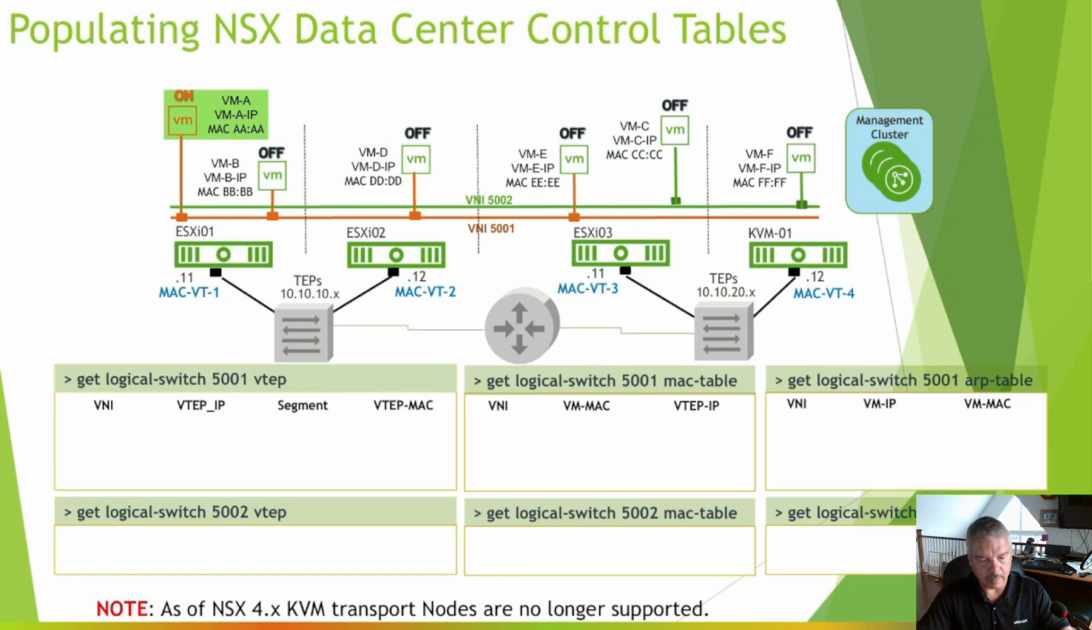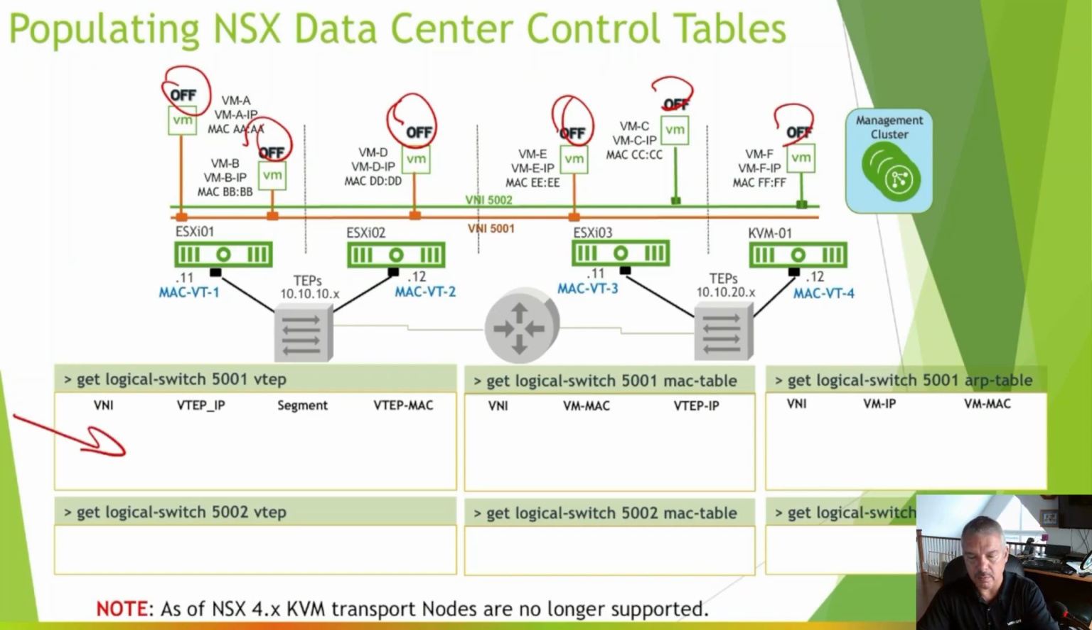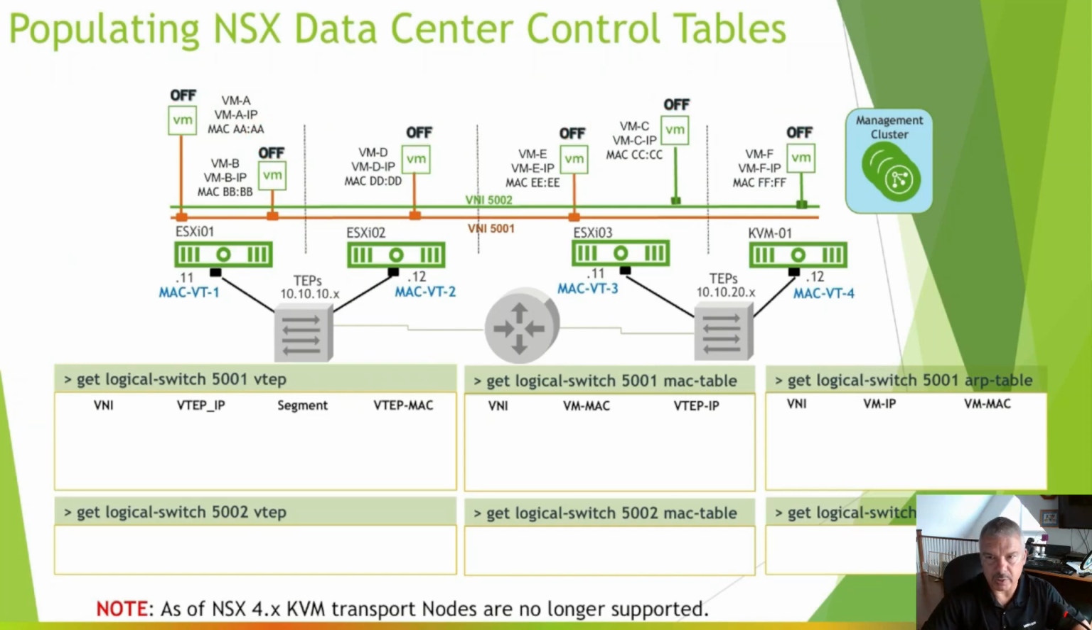So right now, let me back up. All these VMs are turned off, so the tables are empty. What do we see inside the tables? Now, there's a bunch of other stuff that you'll see here. I'm condensing this for the more important information. So each table, whether it's a VTEP table or a MAC table or ARP table, will have the VNI ID, and you'll actually see the VNI ID inside each one of them. Okay.